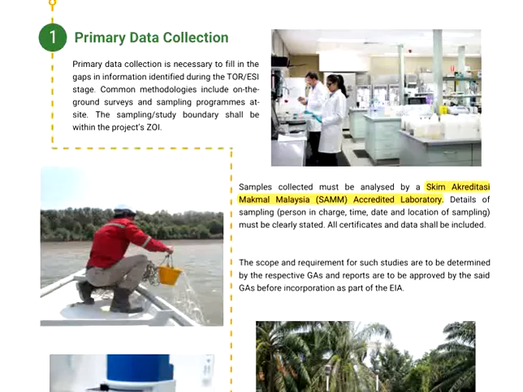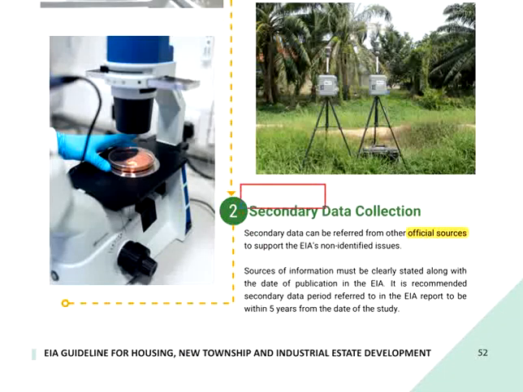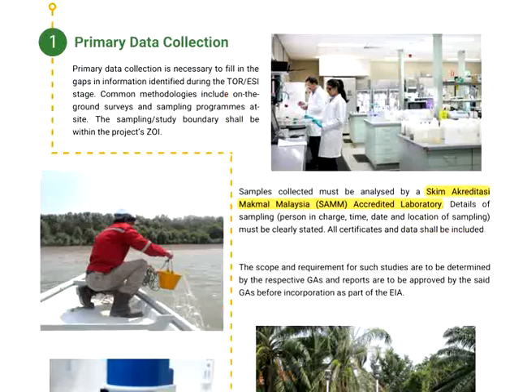Next, we talk about the source of data. There are two types of data source. First is the primary data. Second is the secondary data. The primary data involve the on-the-ground survey and sampling programs at the site. Now, the boundary of the sampling shall be within the project zone of impacts.